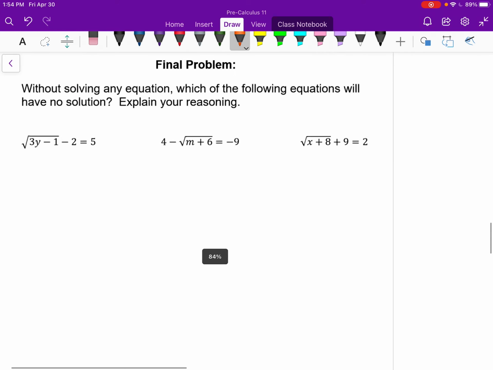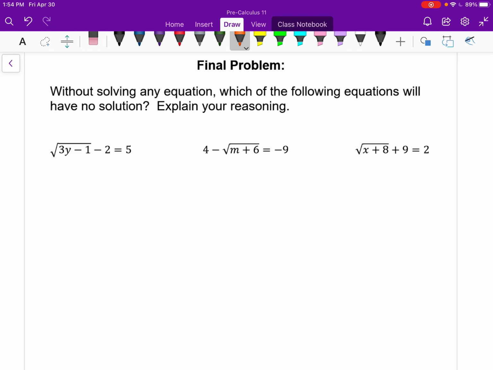All right, final problem. Without solving, which of these do I know will have no solutions? How can I tell? For this, I would highly recommend you pause the video and just try it on your own. There's nothing wrong, I could just solve for each of these variables. But I can tell sooner than that which of these will have no solutions. So I'll mention that in a moment, although I do encourage you to try it first.